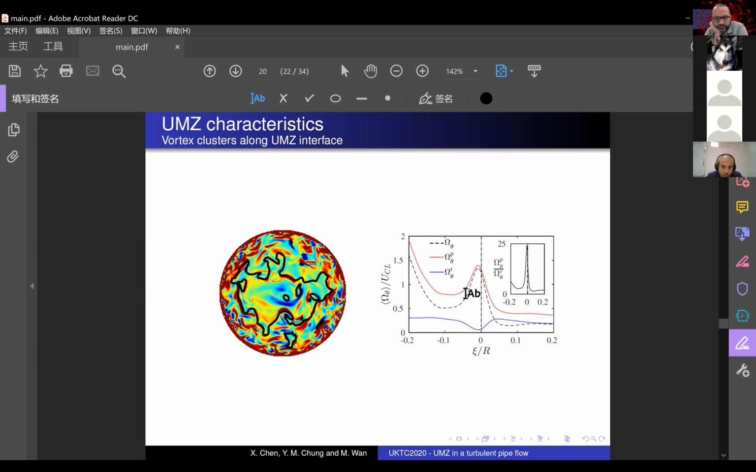On the right-hand side, we plotted the average vorticity near the interface separately for prograde and retrograde vortices. There is a peaking observed across the interface. There is a peaking of prograde vortices, rather than a lowering of the retrograde vortices. So this means that the interface is preferentially attached to the prograde vortices.